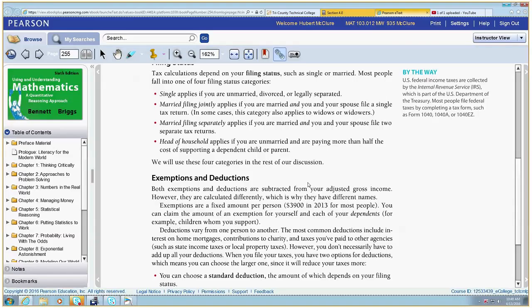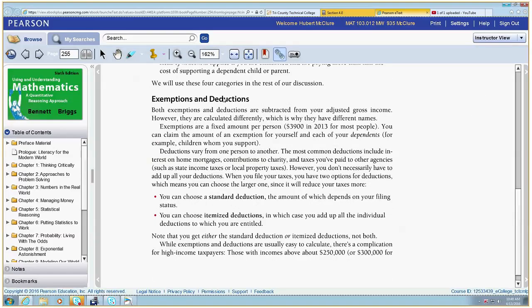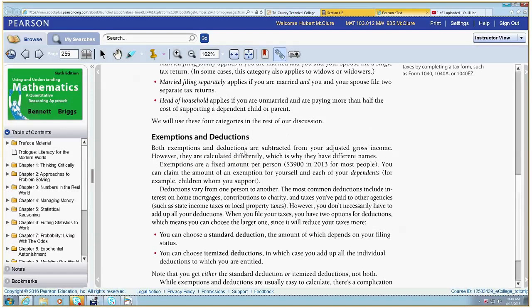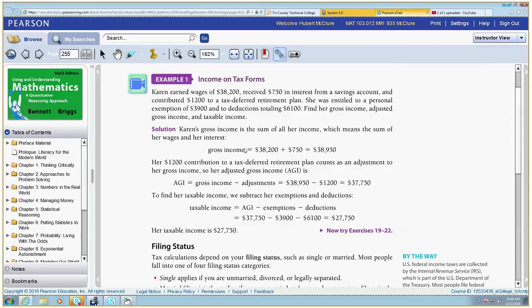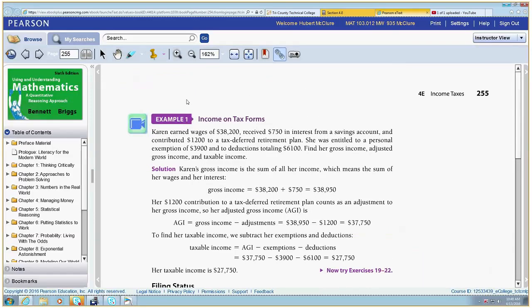Right here, exemptions and deductions. Read that. That's important. So highlight the first part, highlight this. I'm just going to give you a little bit to go on today. Make sure you know what income is and what non-income is.